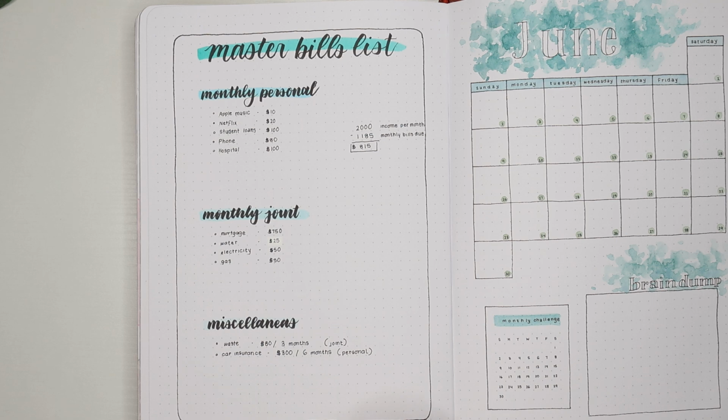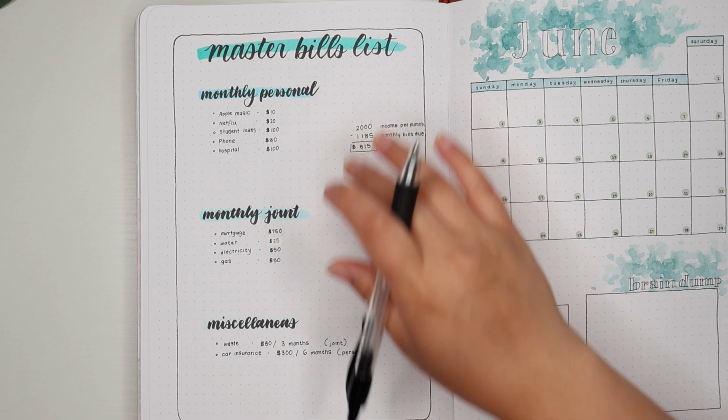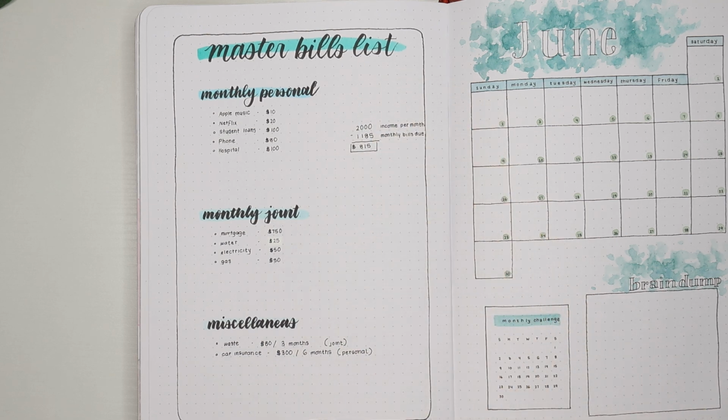You can go ahead and get more in depth with it, create more categories as far as budgeting, which is personally something that I would like to start incorporating more of.